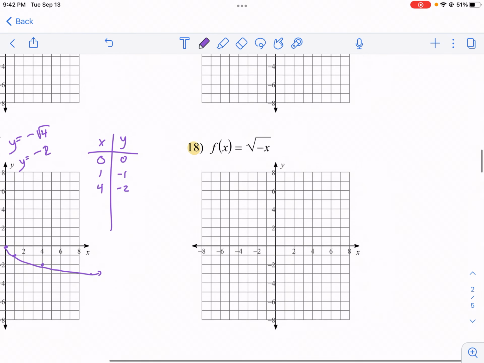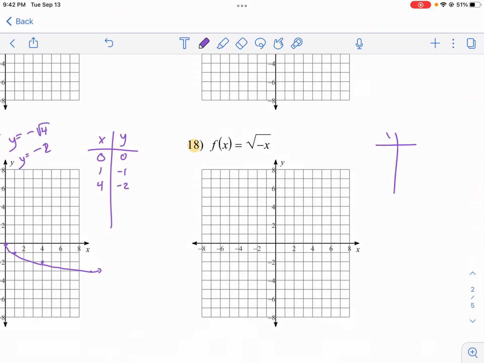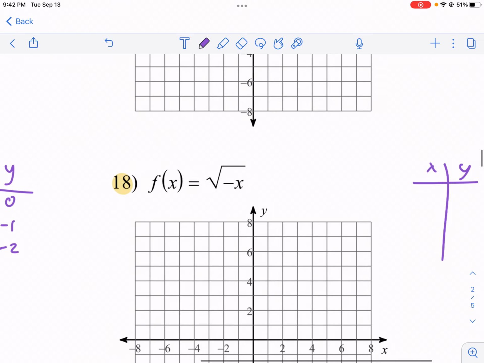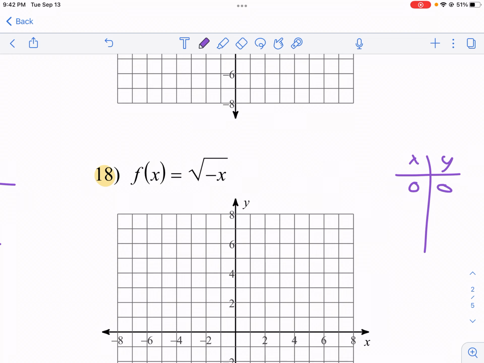And then this one's the y-axis. So again, if I have my table, I have x, y, and then obviously 0, 0. But I can't plug in a positive. Because if I plug in a -4, we can't take the square root of a -4, so I'm going to have to plug in a negative number.